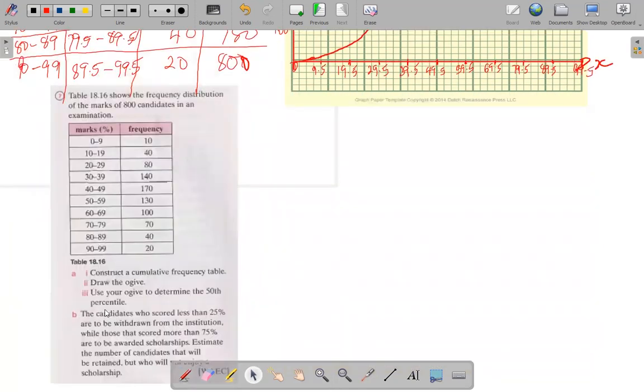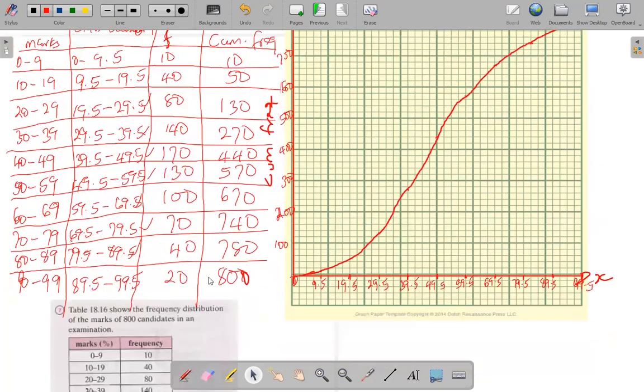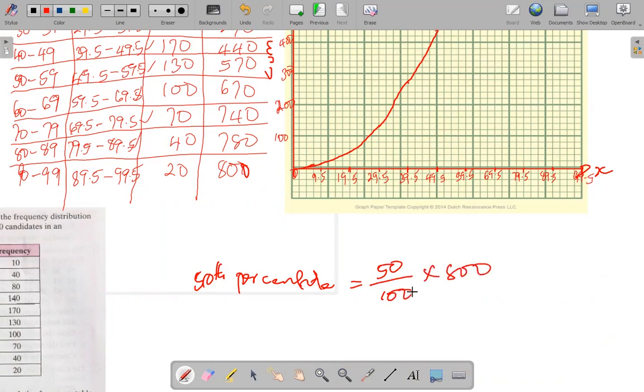The first question says, construct a cumulative frequency table. This is the table here. Draw the OG. This is what we have done. Use the OG to determine the 50th percentile, which is also the median. The 50th percentile is 50 over 100 multiplied by the total score, which is 800. So 50th percentile is equal to 50 over 100 times 800, which is 400.